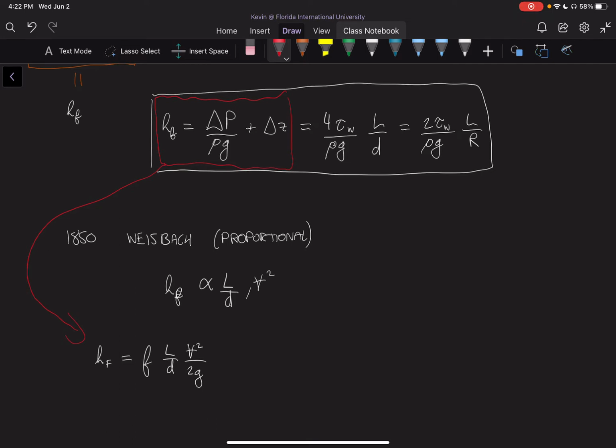And this F here is called the Darcy friction factor. So F is equal to the Darcy friction factor. And this friction factor was found to be a function of Reynolds number, of e over D, and of duct shape.